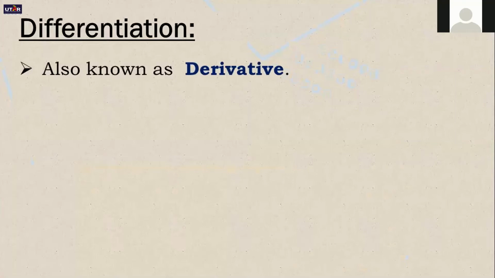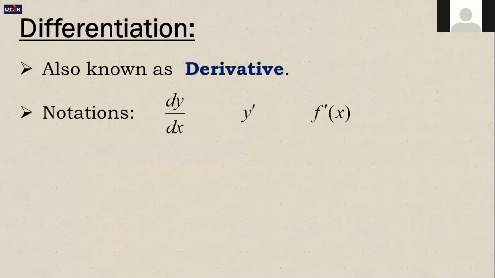So what is differentiation? In some textbooks, we also know it as derivative. So differentiation is also known as derivative. The notation most students are familiar with is dy over dx, but sometimes we can have y prime or f prime x. So these are the common notations for differentiation.